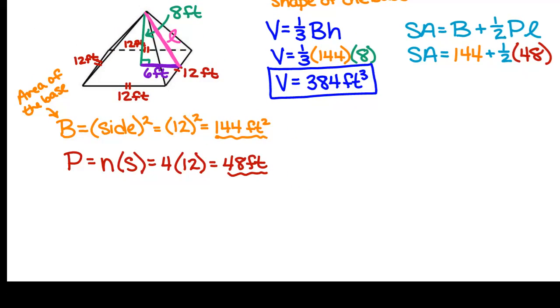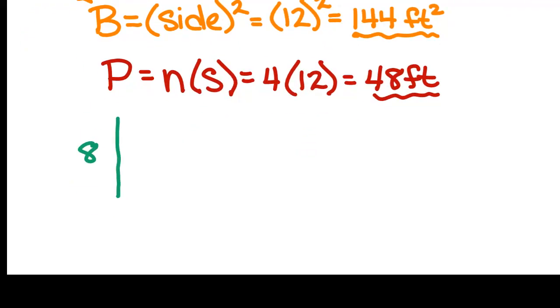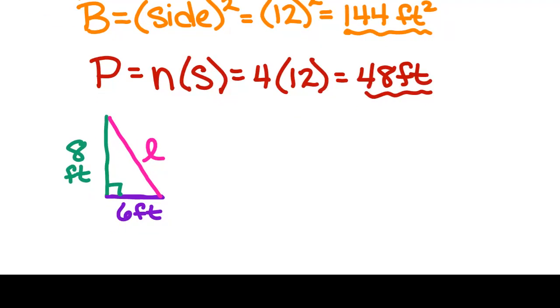So I'm going to redraw that triangle just so that I can see all my pieces. We have the height, which is 8 feet. We have what's basically the apothem here, which is 6 feet. And then we have our slant height. The height, the 8 feet, and the base form a right angle with each other. So what can I use to find the slant height? Pythagorean theorem is absolutely correct.